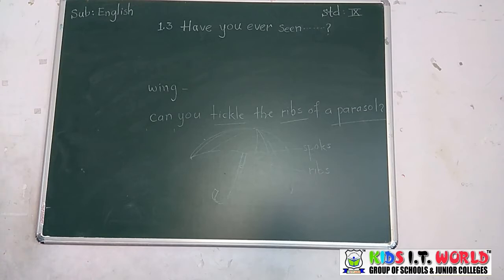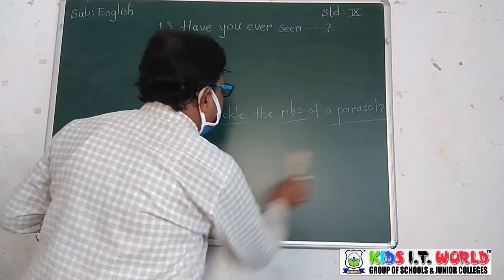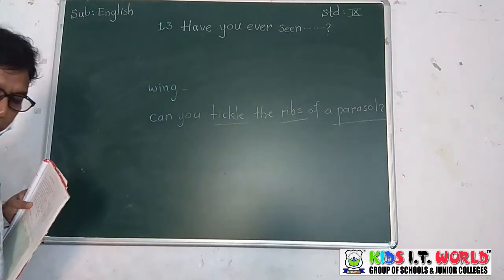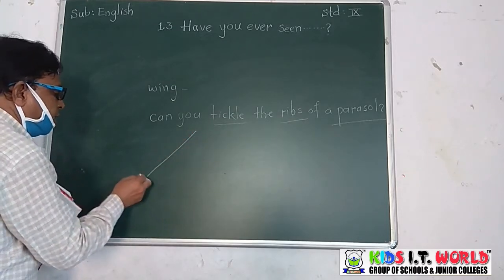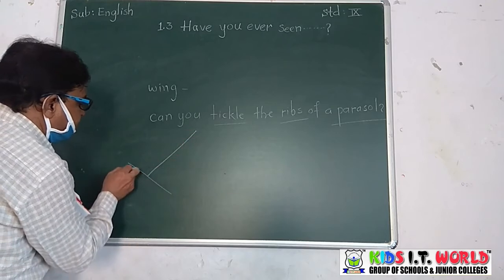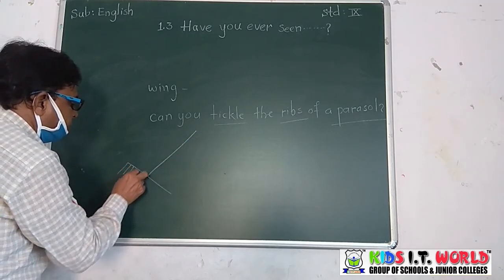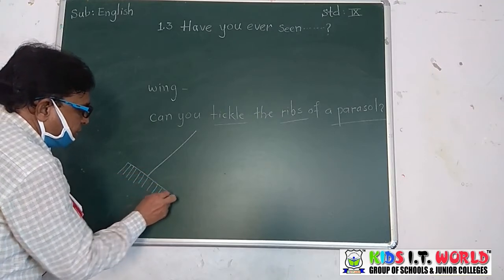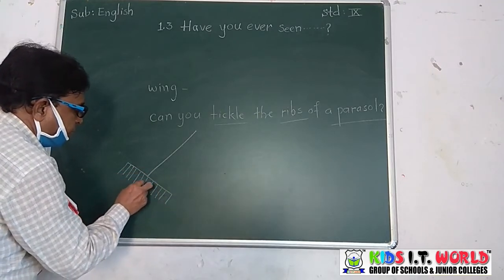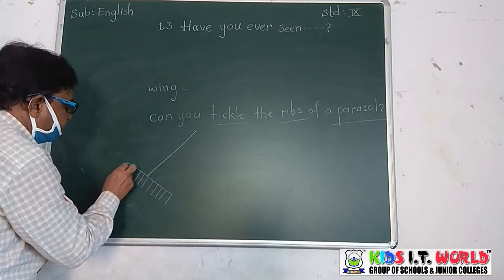Now let us come to the last stanza. Are the teeth of a rake? Are the teeth of a rake? You know rake, what is a rake? You might have seen an instrument like this, having spokes or teeth like this. This is called a rake.